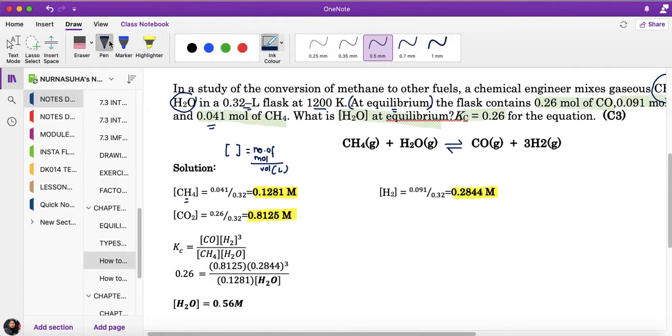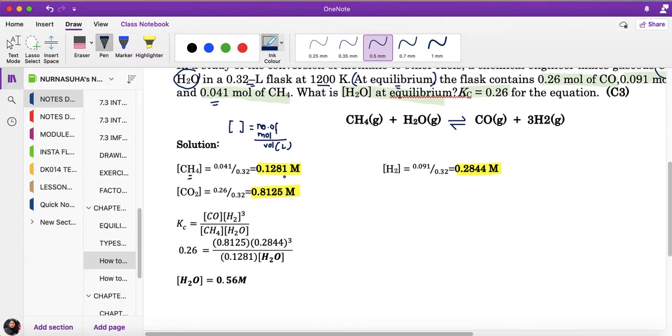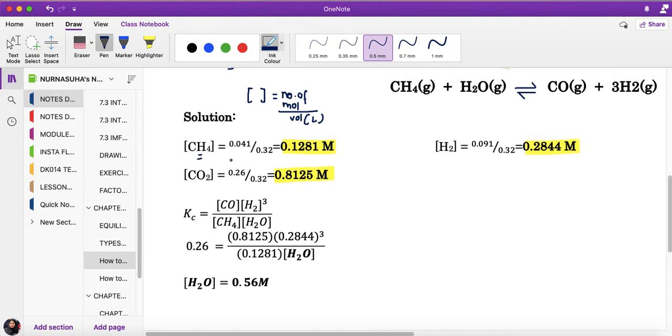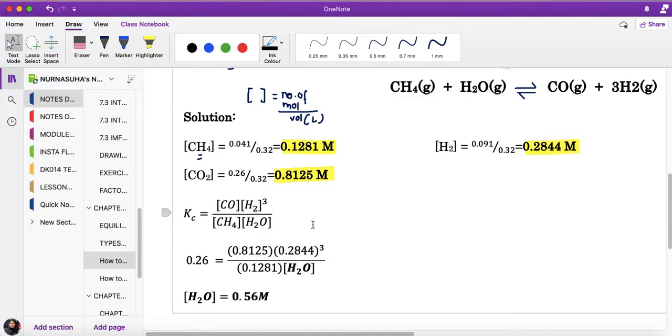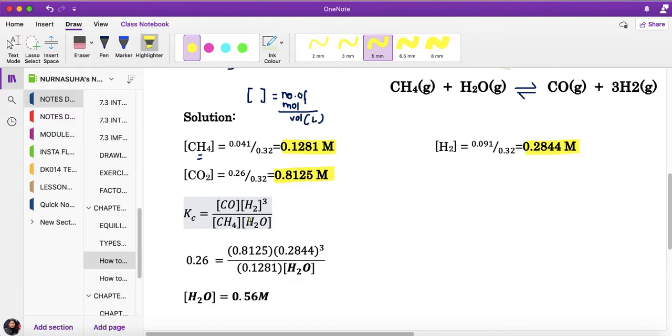Okay, so next one, dia nak concentration of water. So kita boleh dapatkan concentration of water melalui expression of Kc. So now, tulis dulu Kc punya formula. Kc, concentration of CO darab concentration of hydrogen to the power of 3 bahagi dengan concentration of methane times concentration of water. So this is what we want to find. Water punya concentration is what we want to find out.